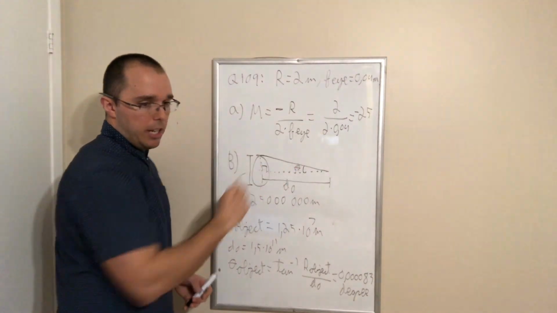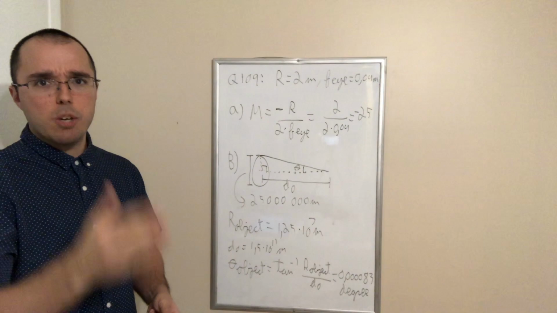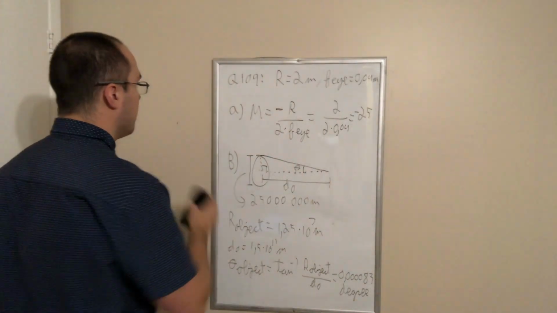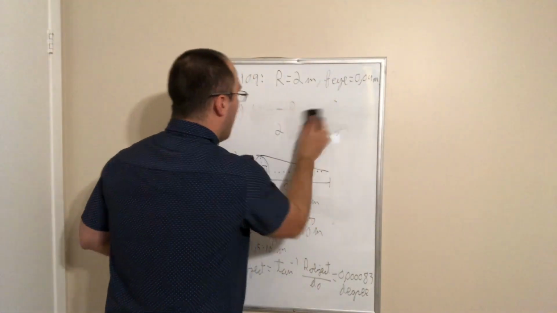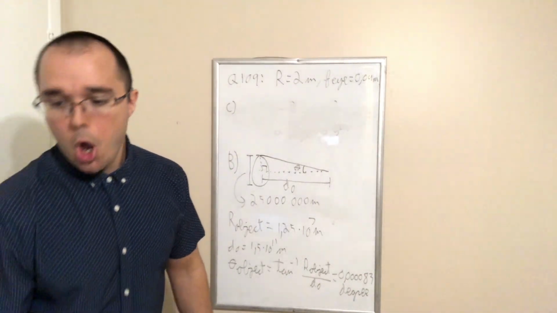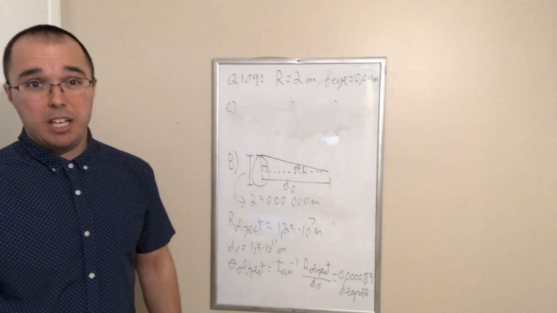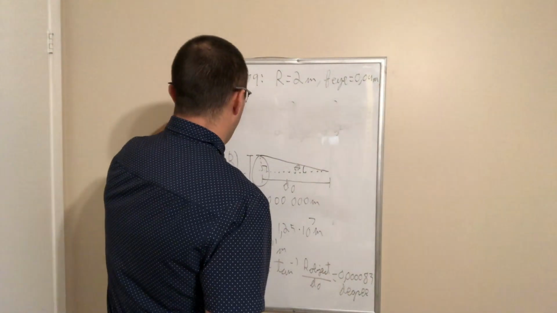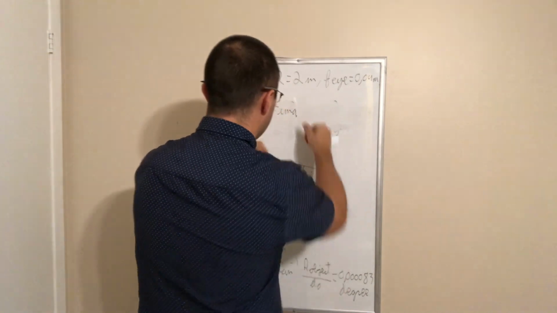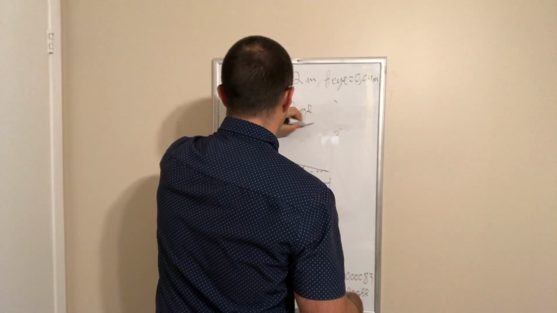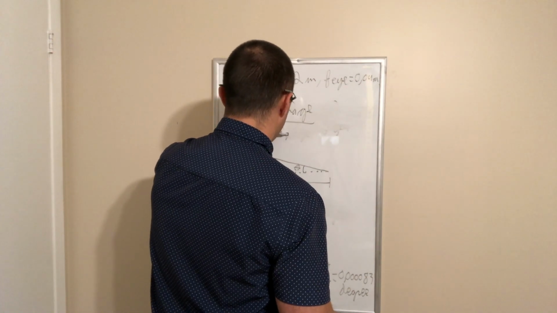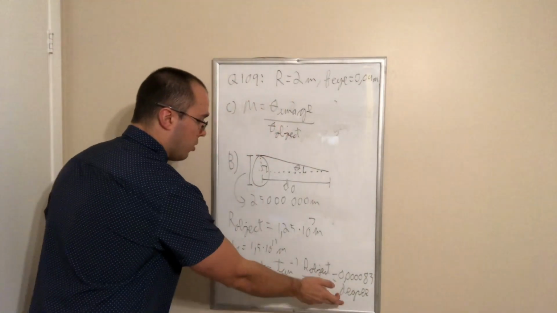I'm gonna erase part A, so you can pause the video. I need some more room to complete part C. All right, so part C, this one is rather simple. What is the angle of its telescopic image? Well, magnification is equal to angle of the image divided by angle of the object. We just found the angle of the object.